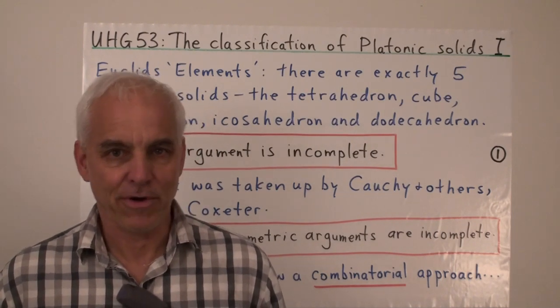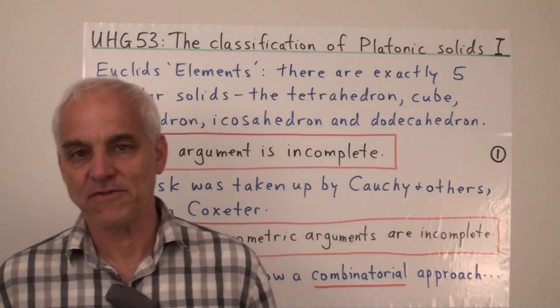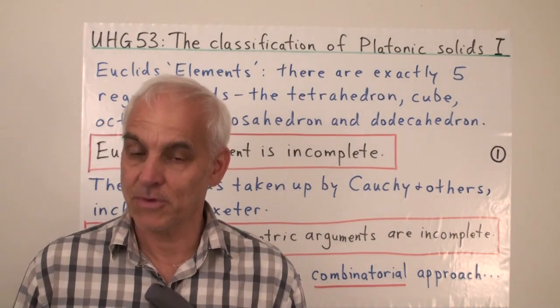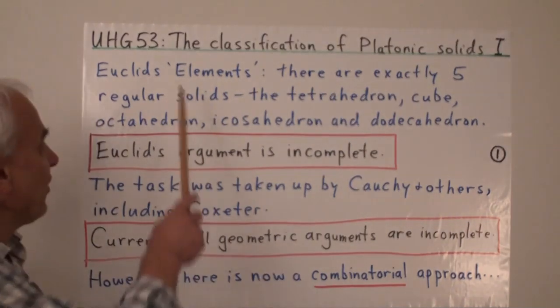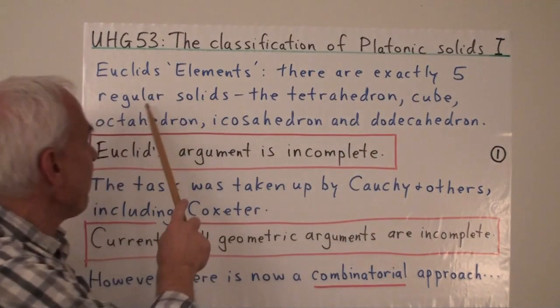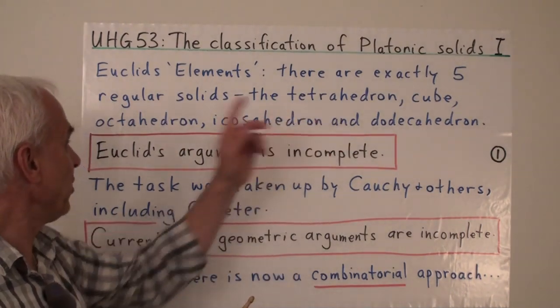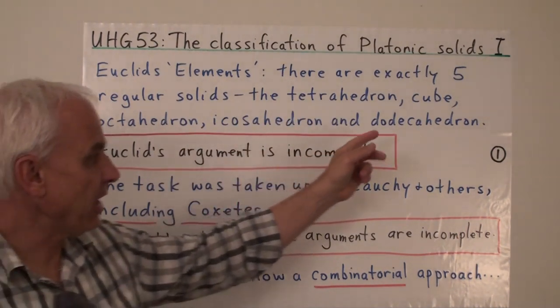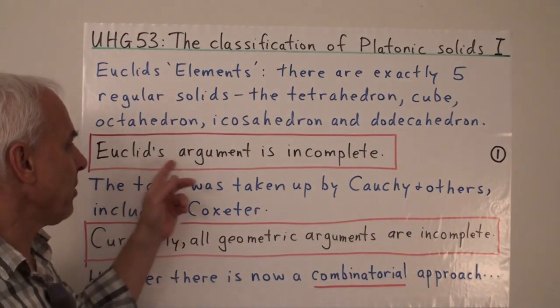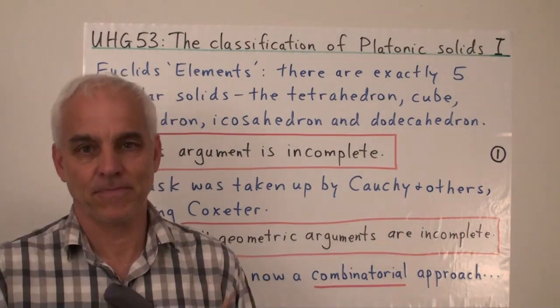Hi, I'm Norman Wildberger. In today's video, we're going to look at the classification of the Platonic solids, which goes back, of course, to Euclid's Elements, where he showed that there are exactly 5 regular solids: the tetrahedron, cube, octahedron, icosahedron, and dodecahedron. Unfortunately, Euclid's argument is not really complete.